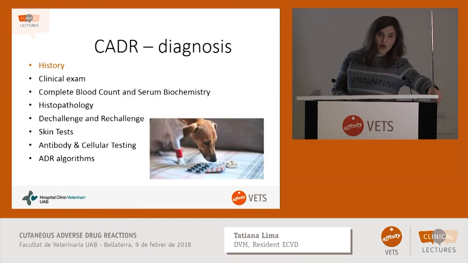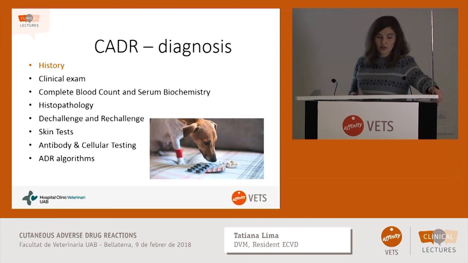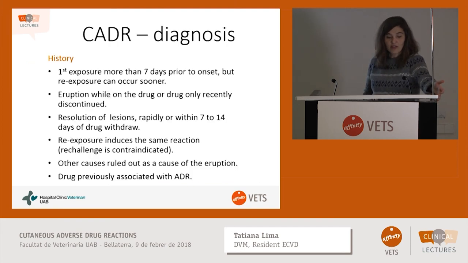So, take home message. How do we diagnose cutaneous adverse drug reactions? With history, we must have a history of drug exposure. There are a few guidelines that we can follow. The dog must have been in contact with the drug at least 7 days prior, because he must be sensitized and then he will react, unless it is a re-exposure.